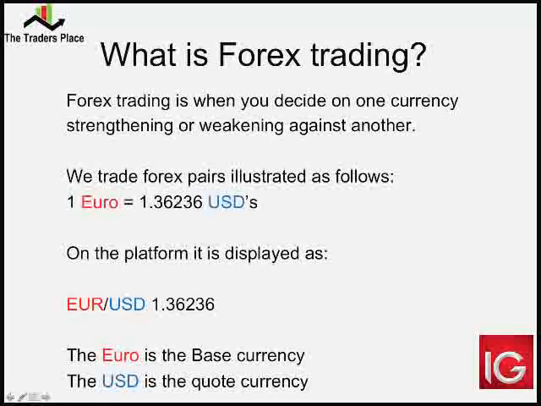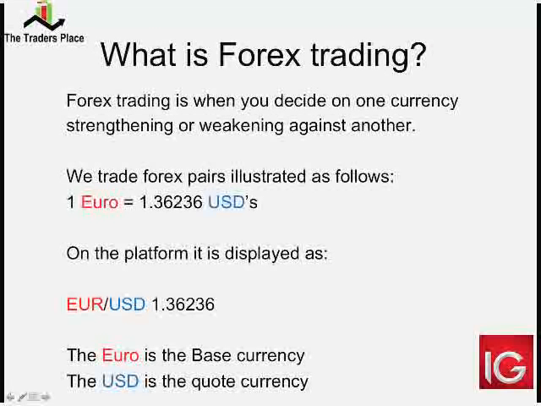The euro is known as the base currency, the first currency. There's always the base currency. And the second currency is known as the quote currency. So it will always be one base currency equals so many of the quote currencies.